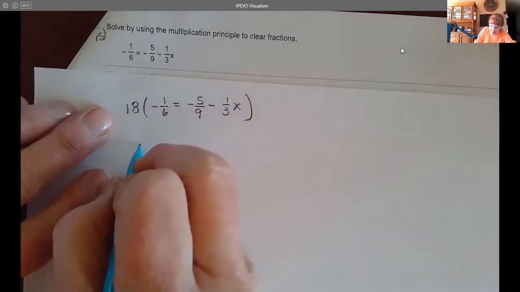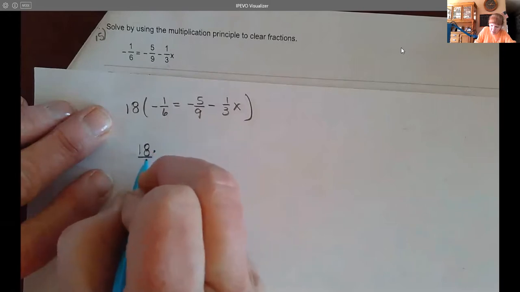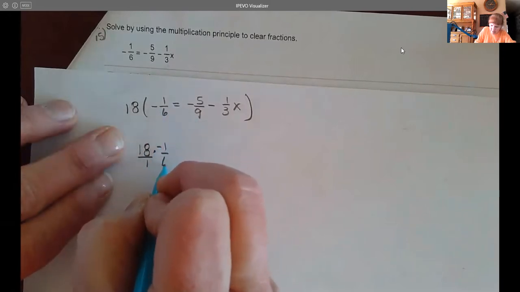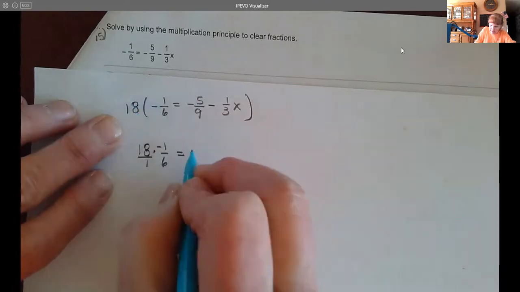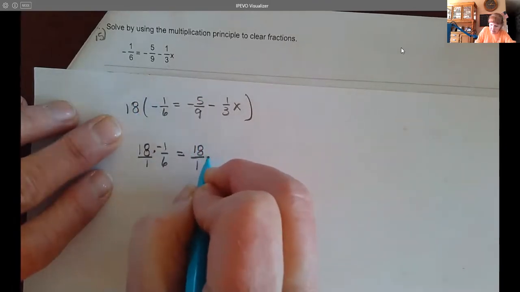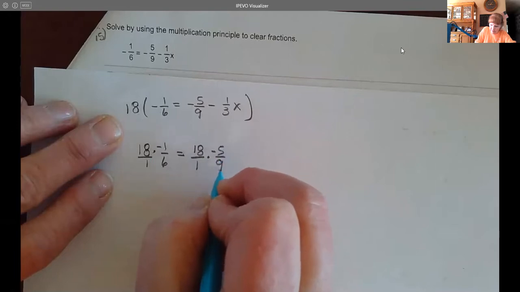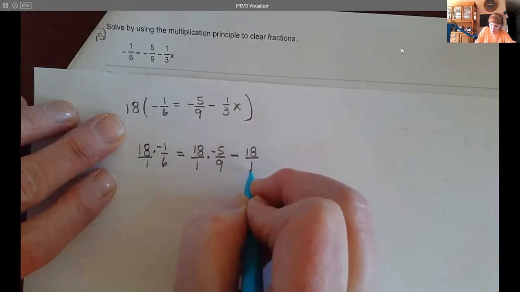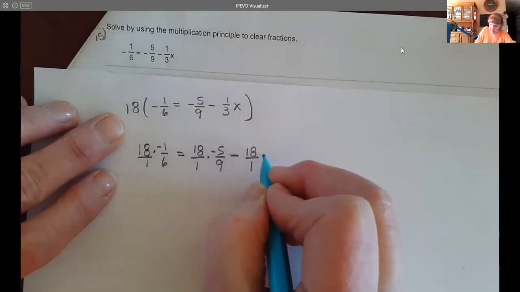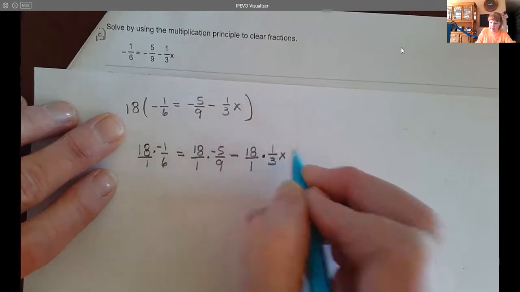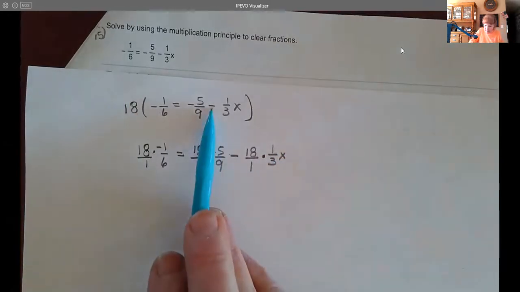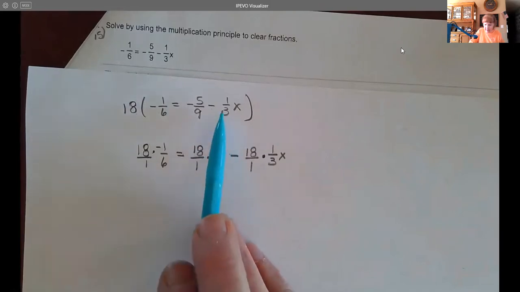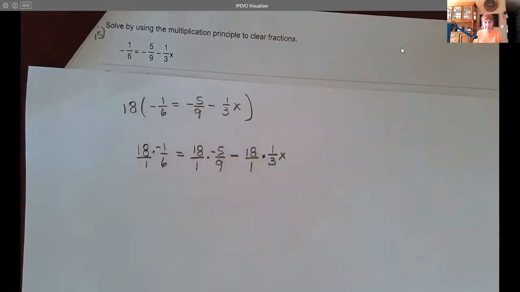So we have 18 over 1 times a negative 1/6. 18 over 1 times a negative 5/9 minus 18 over 1 times 1/3 x. Okay, I just put that subtraction there. And then I had the 18 times the 1/3. So I'm taking 18 over 1 times each of those 3 separately.